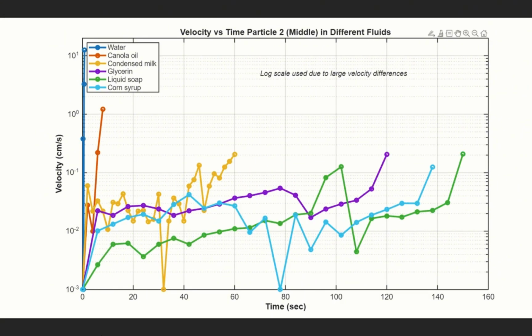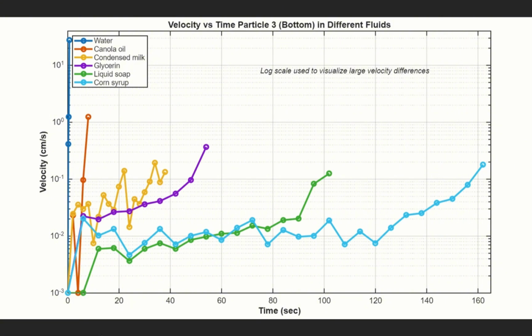The middle particle shows the same viscosity control trend, but with smoother profiles. Water still leads by 2 orders of magnitude, while high viscosity fluids remain near 10 to the minus 2 to 10 to the minus 3 centimeters per second. This indicates that being deeper in the fluid slightly damps fluctuations but preserves the same hierarchy. The bottom particle moves the slowest overall, especially in viscous fluids. Water still shows the fast acceleration, but all other fluids remain tightly clustered at very low velocities. This shows that particles deeper in the fluids experience a stronger drag and weaker magnetic influence.